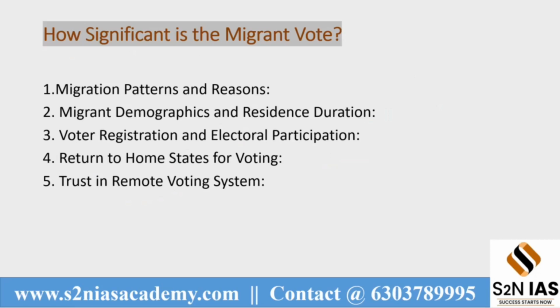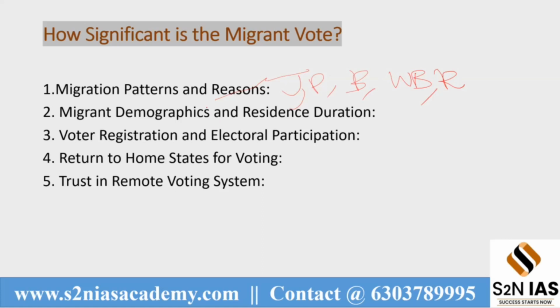First, migrant patterns and reasons. Migrants in Delhi primarily come from UP, Bihar, West Bengal, and Rajasthan. Employment opportunities are the major reason for their relocation, at 58%, followed by family-related reasons at 18%, and relocation due to marriage at 13%.